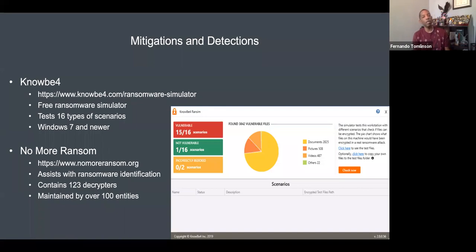They have roughly 120 or so decryptors that are available, and this is maintained by over 100 entities. So while I might be in the military, and there might be certain people who might target the military, there might be other organizations that target other aspects of the government or other industries. But largely speaking, when we come together, we can combat this together.